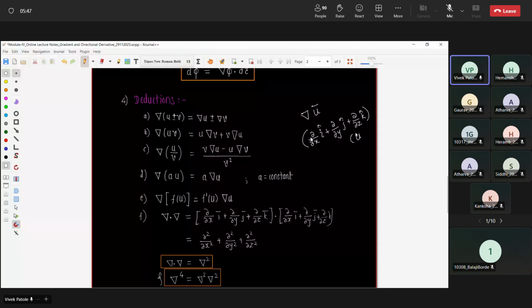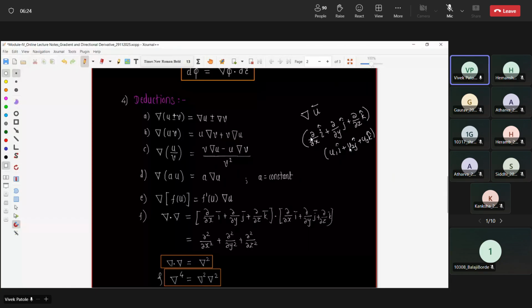U bar is, suppose, u1 i cap plus u2 j cap plus u3 k cap. Now we have discussed, if we are having two vectors with us, then between those two we must have either the dot product or the cross product. Do you understand? But here we don't have anything, so how can we proceed further? It will remain as it is.